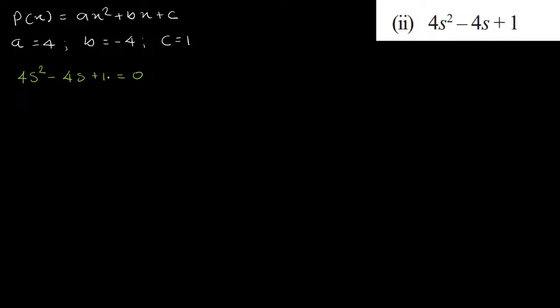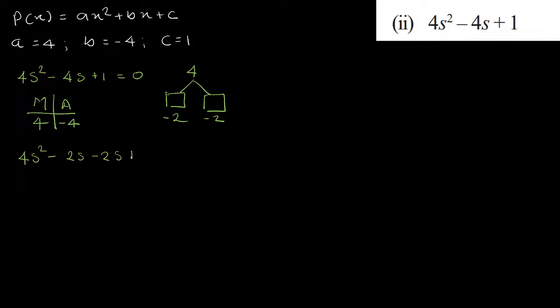Again the first rule: multiply the constant term with the coefficient of the squared variable and we'll get 4. Now factorize this 4 into two parts such that the multiplication gives 4 and the addition gives minus 4. So minus 2 and minus 2 will work over here. So let's do the factorization: 4s square minus 2s minus 2s plus 1 is equal to 0.